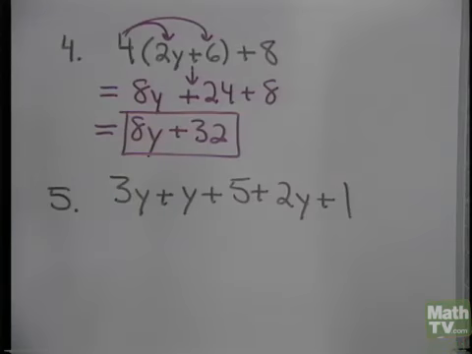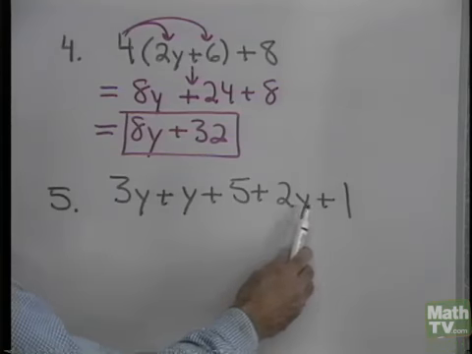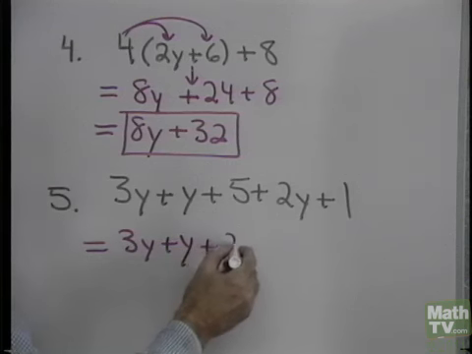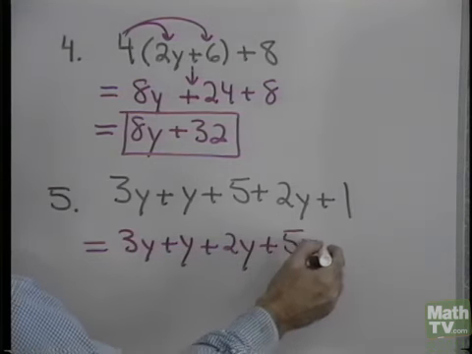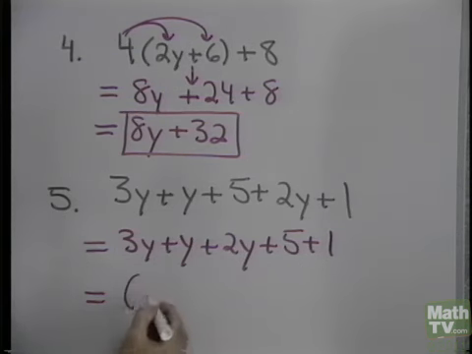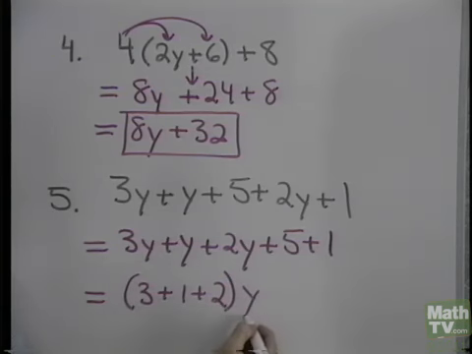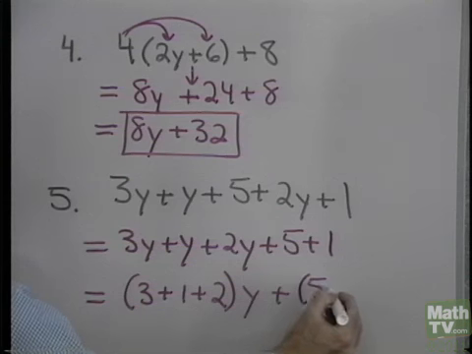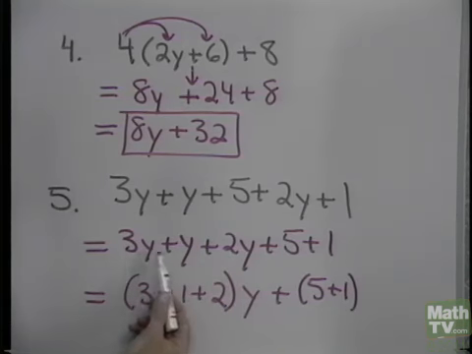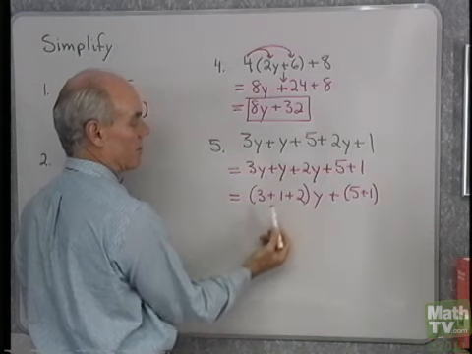Here's another problem. 3y plus 5 plus 2y plus 1. Let's regroup it this way. 3y plus y plus 2y plus 5 plus 1. What allows me to do that is the commutative property of addition. Now I'm going to use the distributive property in reverse and write this as 3 plus 1 plus 2, close the parentheses, times y, plus, and I'll just group these together, 5 plus 1. So what I've done is taken this y from each of these terms right here and written it outside using the distributive property in the reverse direction from the way I used it in the previous problem.